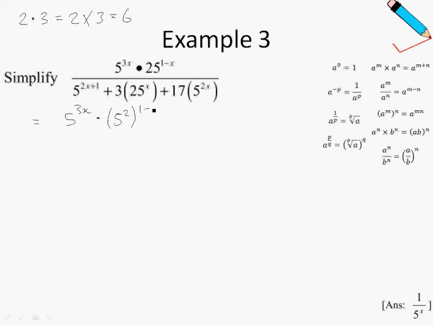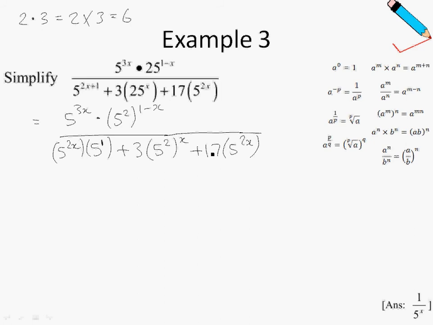Okay, so going back to the question, we have this, and then over here, for 5 to the power of 2x plus 1, I shall factorize it to make it look like this. 5 to the power of 2x times 5 to the power of 1, which is redundant to write the 1. I'm just writing it to make it clearer to you. Okay, and 25 once again can be expressed as 5 squared. And finally, 17 times 5 to the power of 2x. Okay, so far so good.